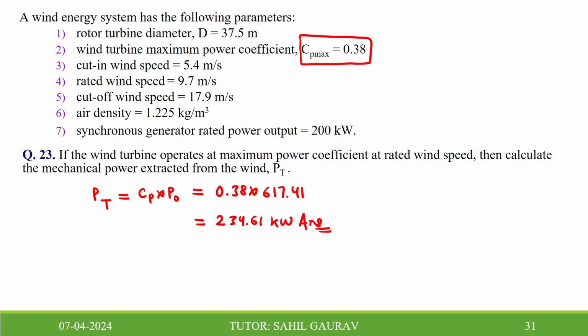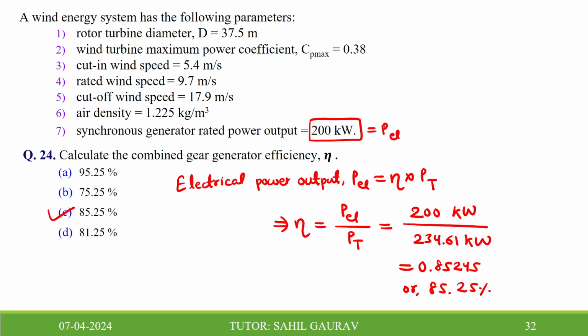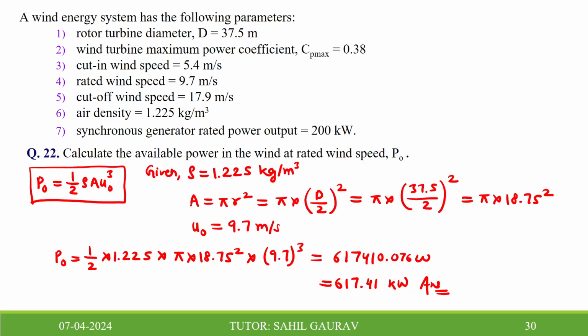This is another expression, and the last expression is the electrical power output. What amount of electrical power are you getting from the wind conversion plant? In the turbine we have a gear and then we have a generator to convert this mechanical power into electrical power. So you have to multiply this combined gear generator efficiency with the power extracted by the turbine to get the electrical power output. So all these three expressions we are utilizing in this problem.